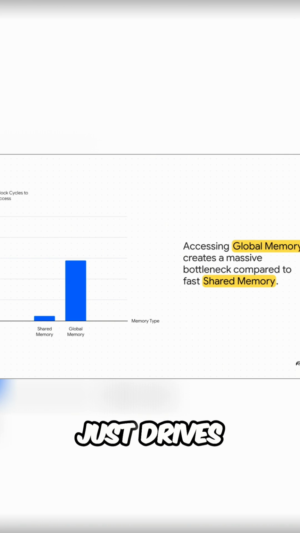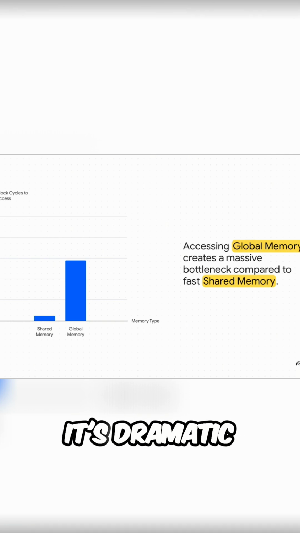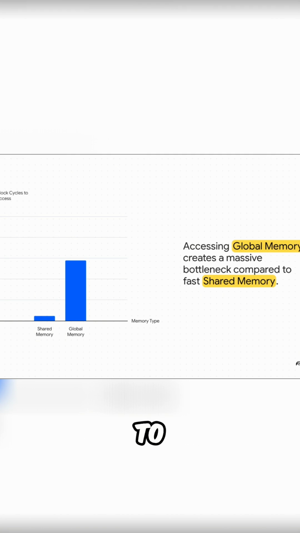And this chart really just drives that point home. The difference in performance is, well, it's dramatic. If your teams had to constantly walk off their factory floor to go fetch tools and materials from the main warehouse, the whole project would just grind to a halt. It would be a huge, unavoidable bottleneck.